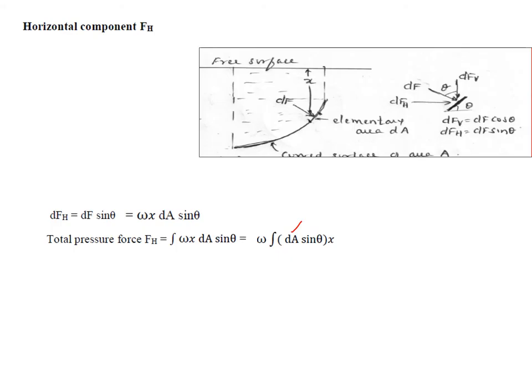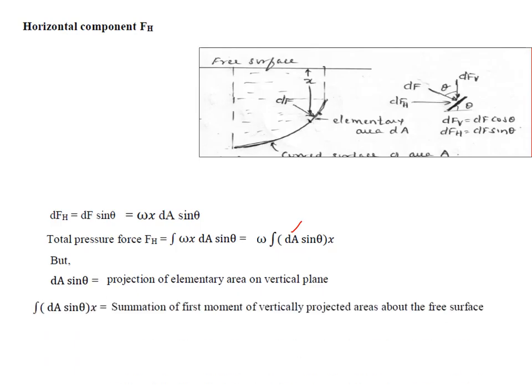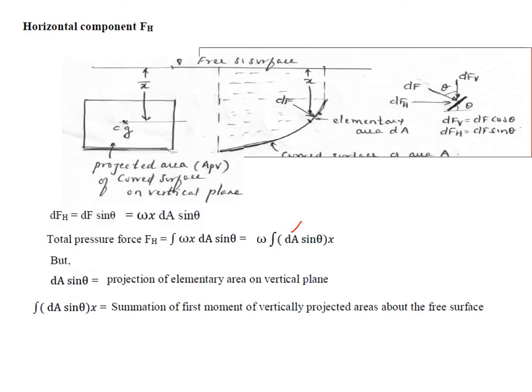So the first moment of area is nothing but the area which is projected onto the vertical plane multiplied by the CG distance, which you got from your engineering mechanics, as we did for the vertical surface and the inclined surfaces. So dA sin theta is what? It is the projection of the elementary area on the vertical plane. So the integral of dA sin theta into x is the summation of the first moment of the vertically projected area about the free surface. So this is what I have done.